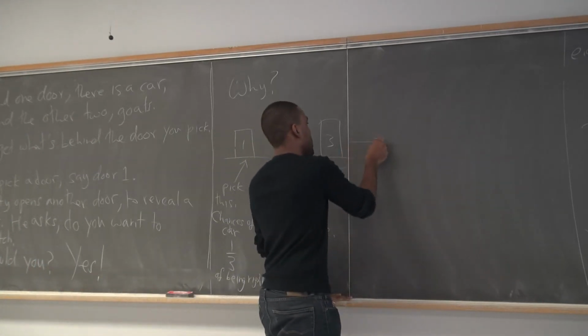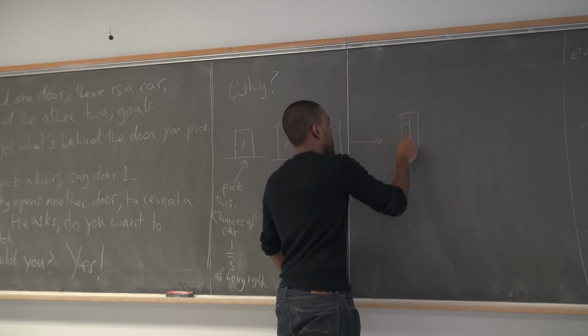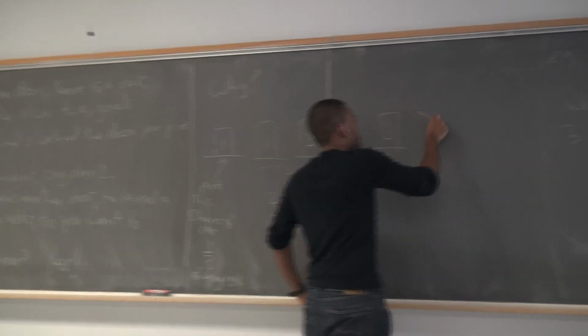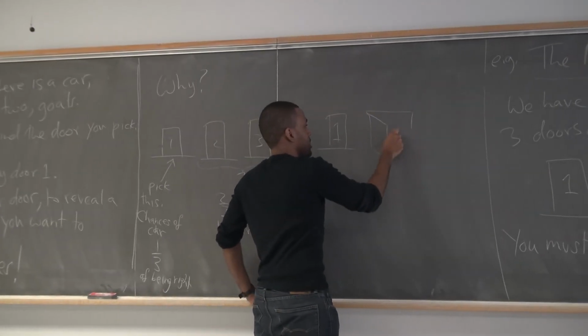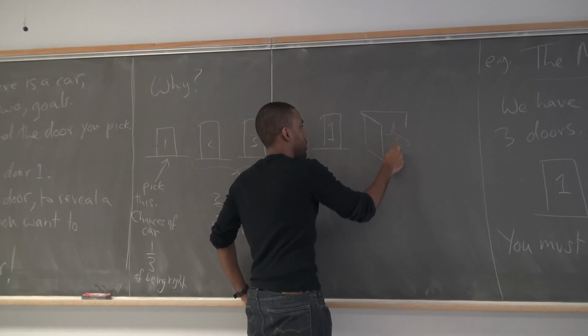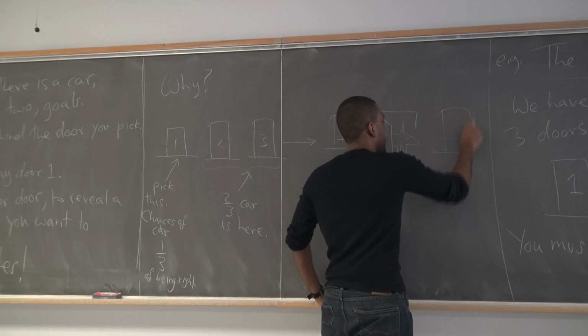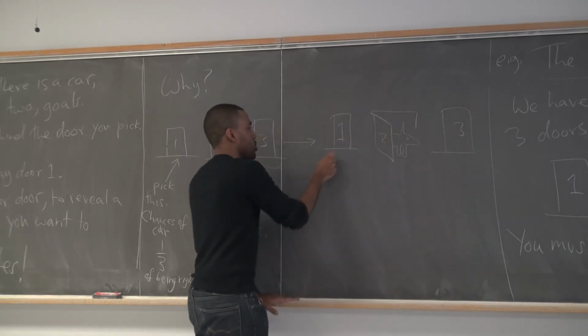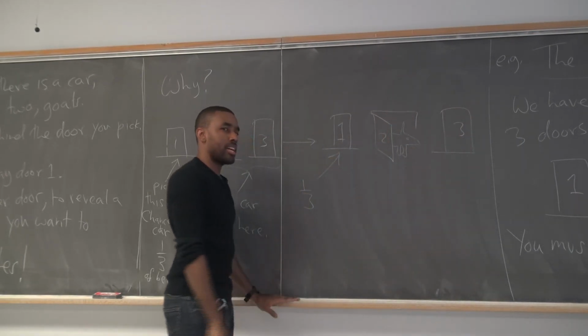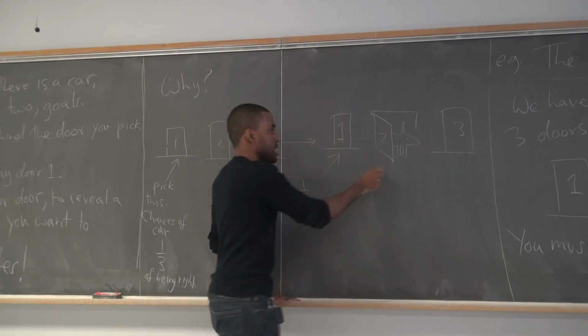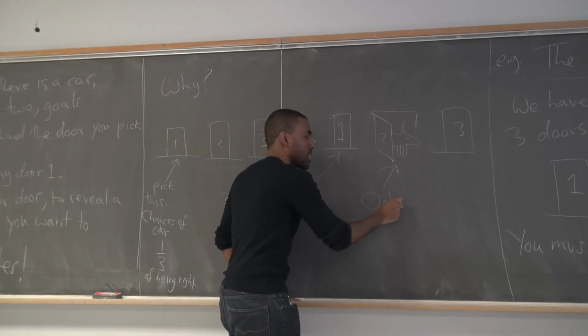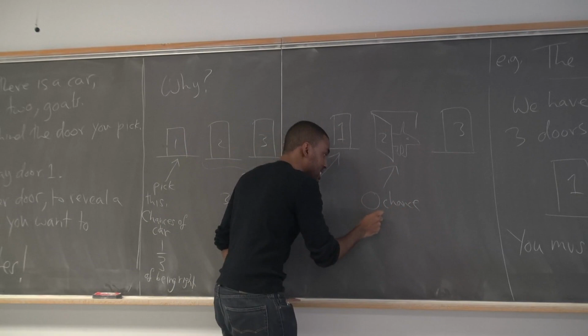Now, if you pick this door, but he opens this door, and there's a goat behind door number 2, there's still a 1/3 chance here. That didn't change. But guess what? Now there's a 0 chance of the car being there, because you can see it.